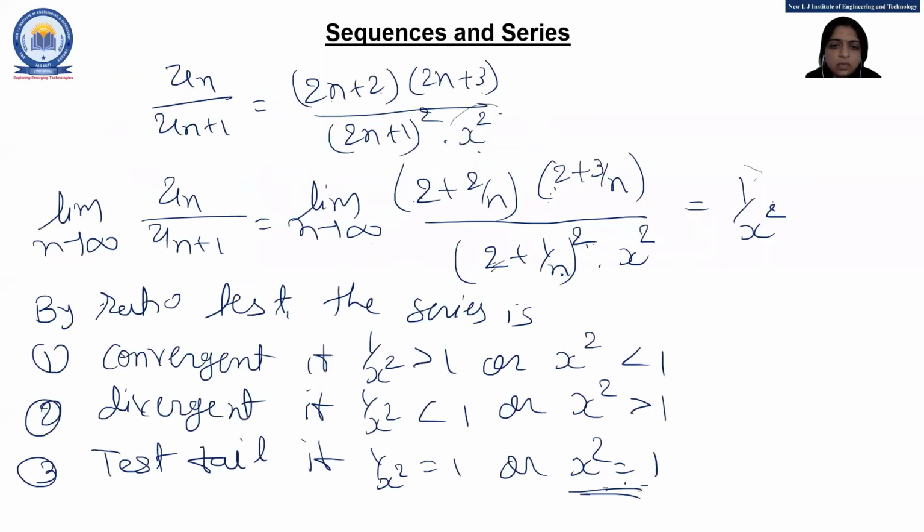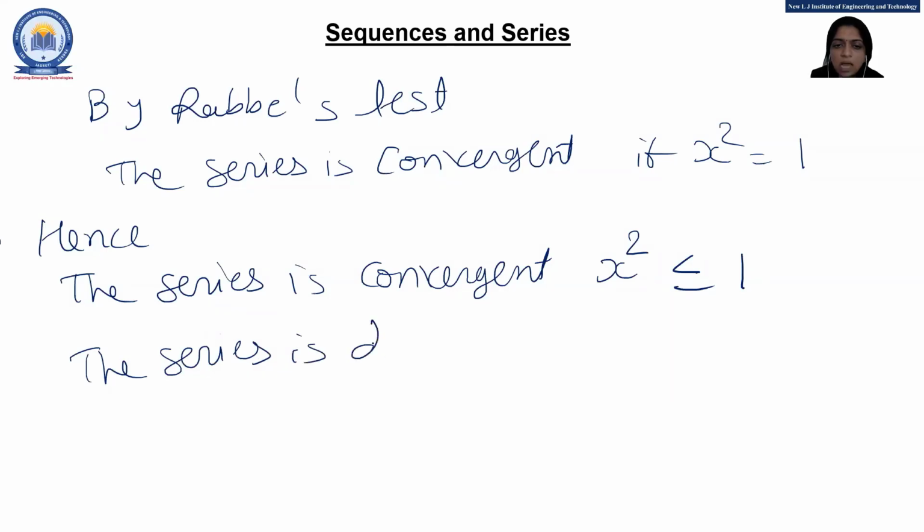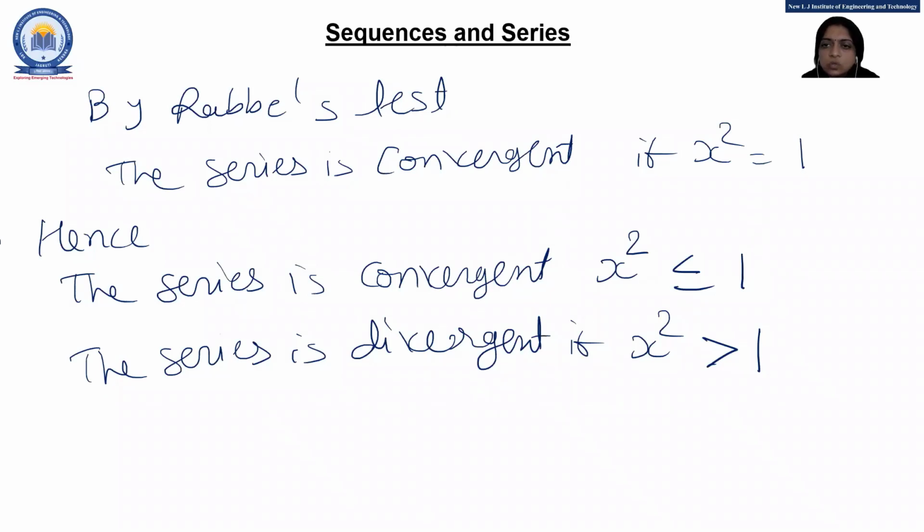See, if 1 upon x square is greater than 1, or we can say x square less than 1, the series is convergent. So the series is convergent if x square is less than or equal to 1, and divergent if x square is greater than 1. So the series is convergent if x square less than or equal to 1, and the series is divergent if x square strictly greater than 1. Okay, so any doubt, students?